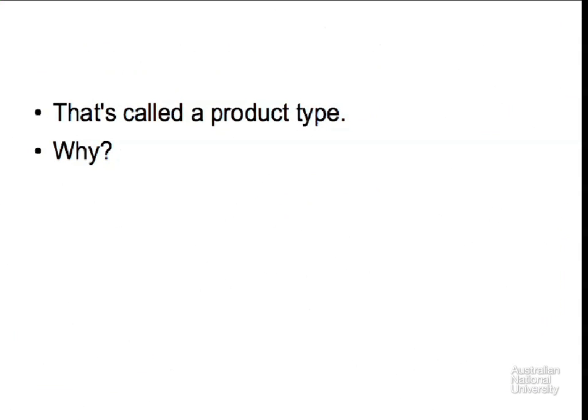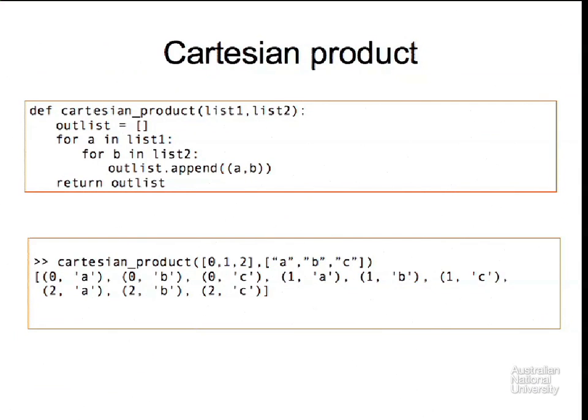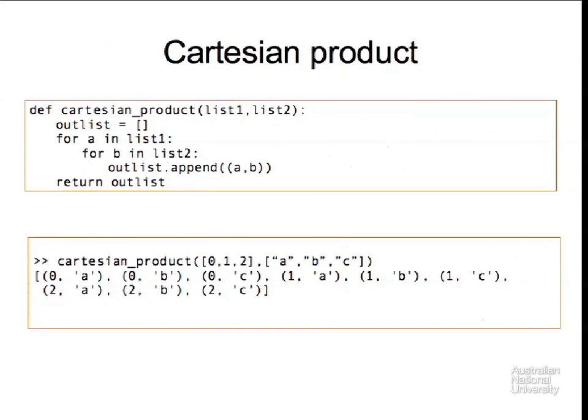A Cartesian product, incidentally, for those of you who don't know, is something like this: the Cartesian product of 0, 1, and 2, and A, B, and C is 0 and A, 0 and B, 0 and C, 1 and A, 1 and B, 1 and C.